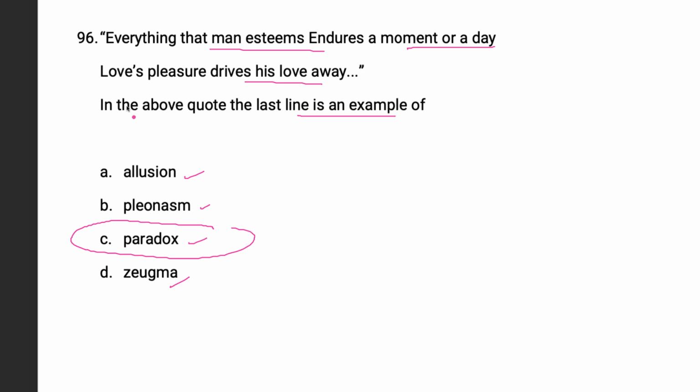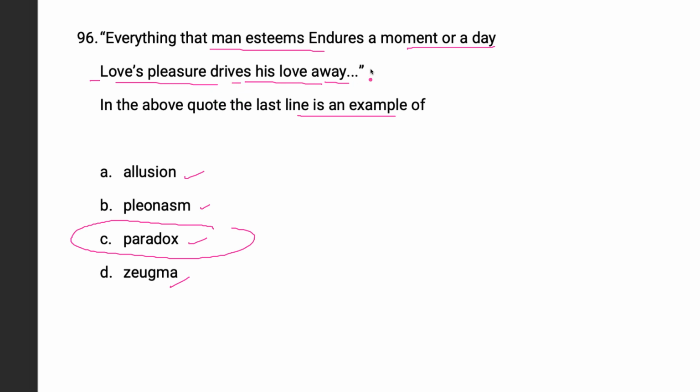If we look at this line, love's pleasure drives his love away. If the pleasure of love drives the love away, then what kind of pleasure is it? The happiness, the enjoyment of love removes the love itself. If we look at this sentence, it looks illogical, irrational. It seems to have a contradiction. On one side the pleasure of love is being discussed, and on the other side that same pleasure will remove that same love. So how is it possible?